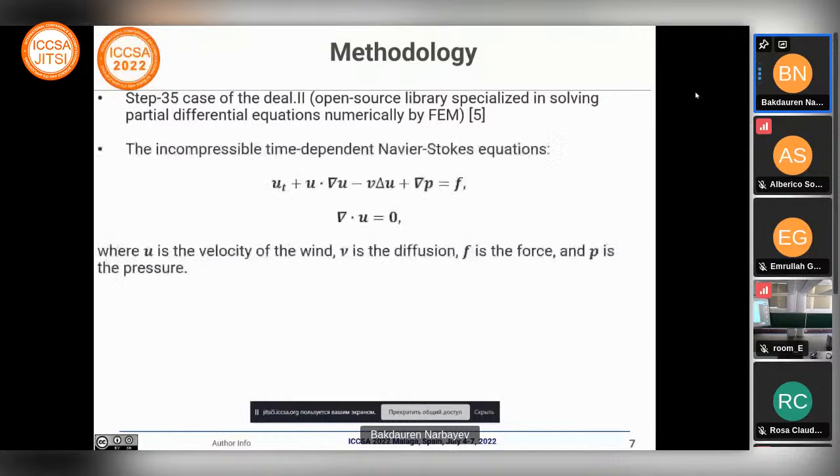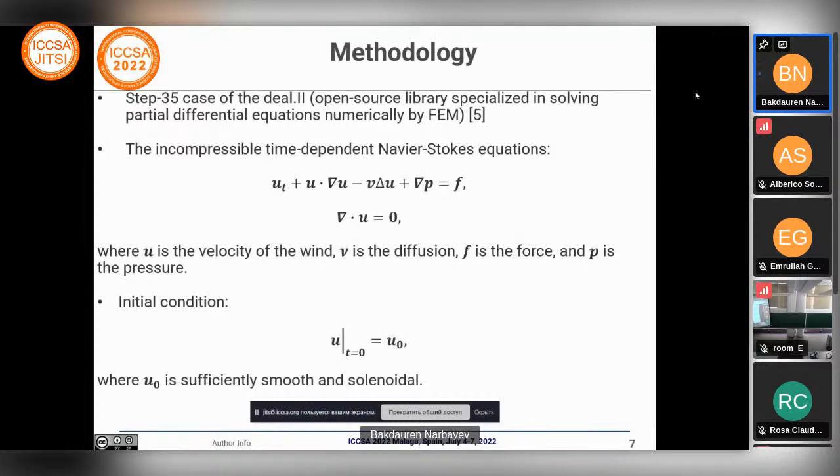Here are the equations. The second equation represents the incompressibility or mass continuity condition, and we assume laminar flow behavior. Also, these equations are supplemented by the initial condition and boundary conditions.